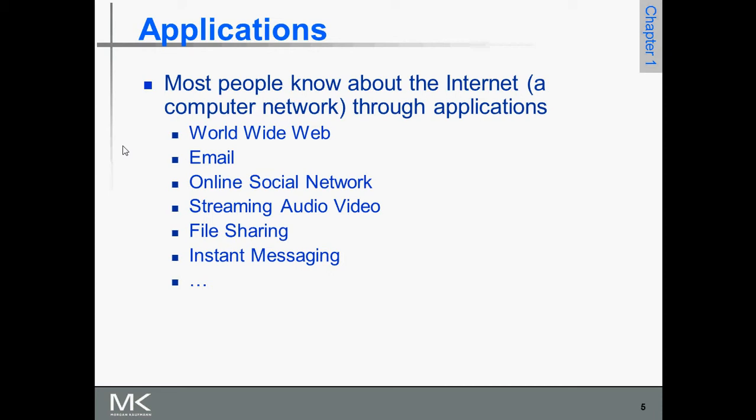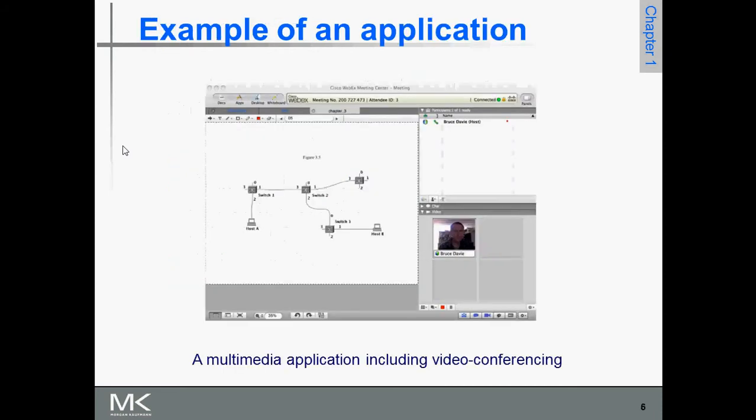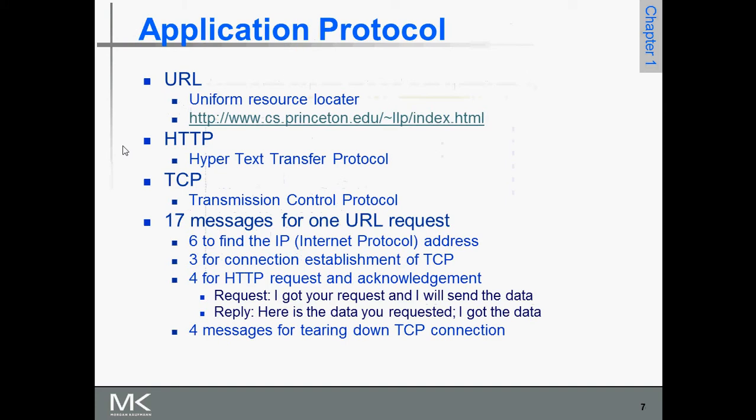Okay, it's time to look into the classes of applications. The applications are divided into three classes. The first class is the World Wide Web. The World Wide Web is nothing but accessing a web page from a remote server. That is the primary purpose of the World Wide Web.